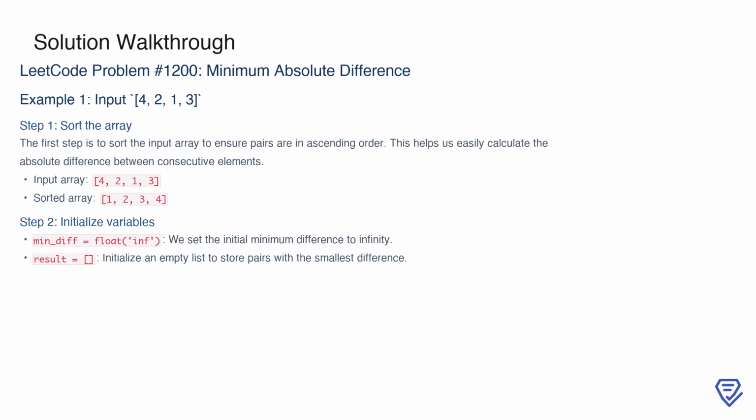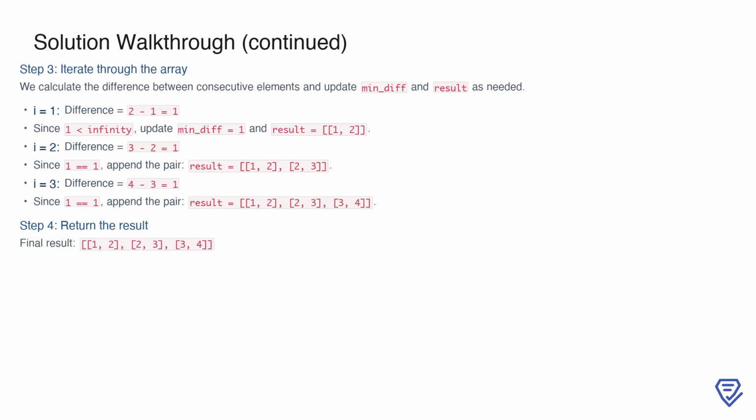Next, we initialize two variables, min_diff, which we set to infinity initially, as this will eventually hold the smallest absolute difference we find, and result, an empty list that will store the pairs of elements with the smallest absolute difference. These initializations set up our solution framework. Now, we iterate through the sorted array to compute the absolute differences between consecutive elements. For the first pair, the difference between 2 and 1 is 1. Since 1 is smaller than infinity, we update min_diff to 1 and initialize our result list with the pair 1, 2. For the next pair, the difference between 3 and 2 is also 1.